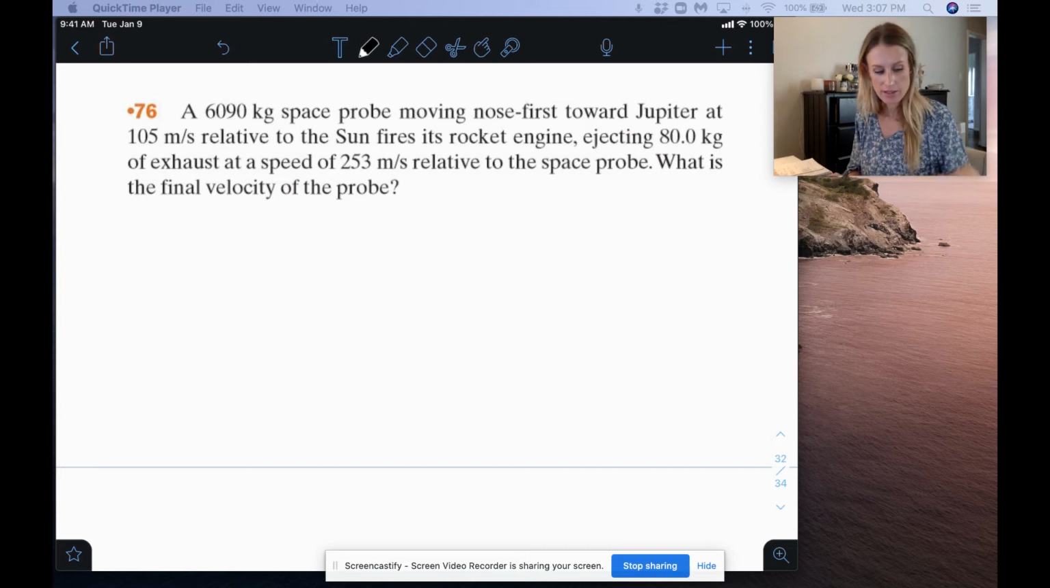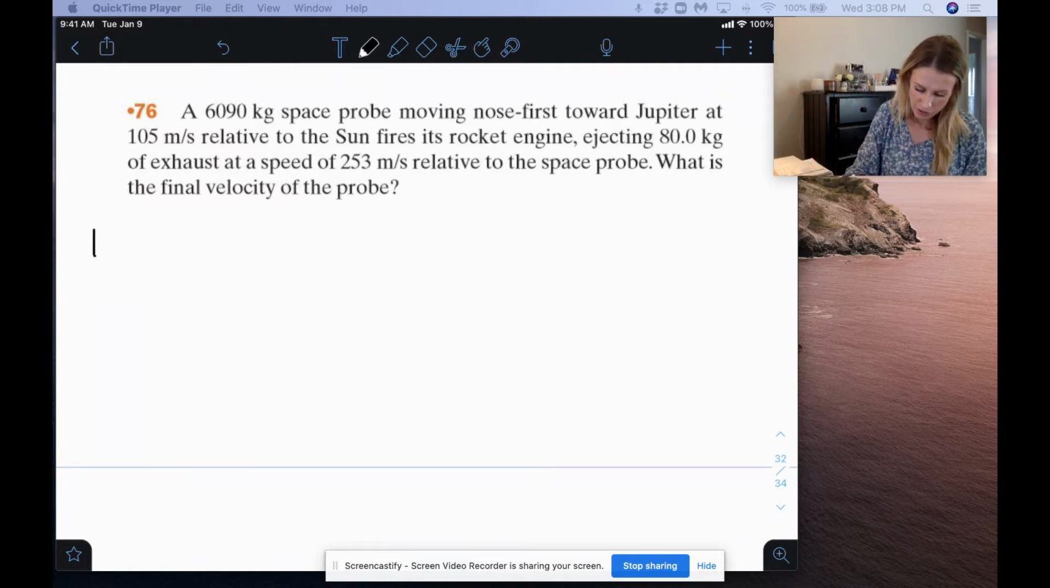Okay, so here is our second example for systems with varying mass. So we have a 6,090 kilogram space probe moving nose first toward Jupiter at 105 meters per second relative to the sun, fires its rocket engine, ejecting 80 kilograms of exhaust at a speed of 253 meters per second relative to the space probe. What is the final velocity of the probe?